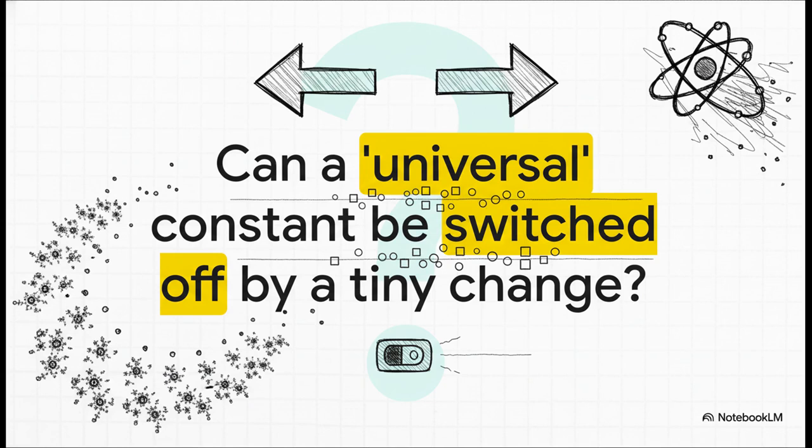And that leaves us with a really fascinating final thought. What does it actually mean when a constant we think of as universal can just be switched off by the absolute smallest, most subtle change to the rules? It really makes you think about that delicate, razor-thin line between a universal law and the absolutely pristine conditions that allow it to exist in the first place.